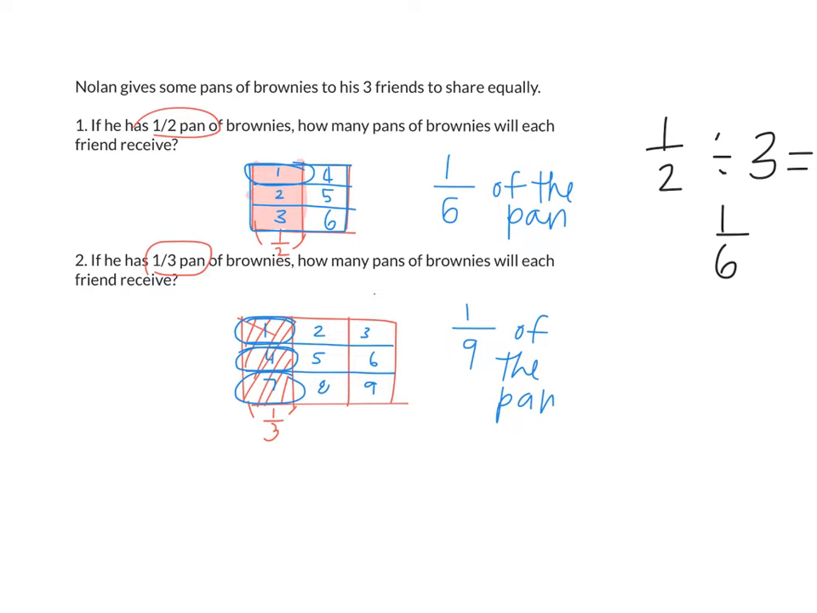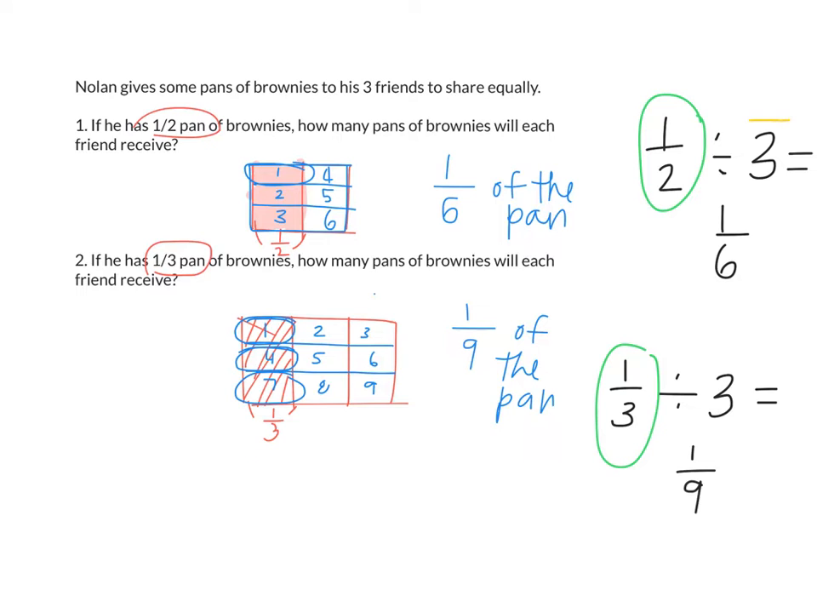In the second scenario, Nolan had 1/3 of a pan of brownies, and he again wanted to divide it into 3 equal portions, so 1/3 divided by 3. And we saw in our picture that that equaled 1/9. Here we are dividing a unit fraction by a whole number. Once again, that's a unit fraction divided by a whole number.